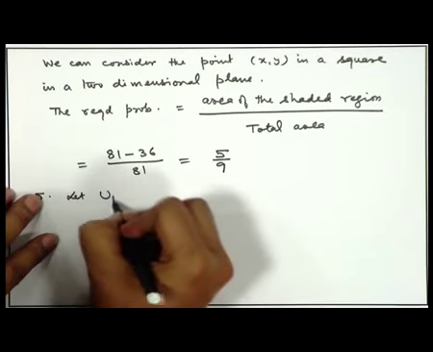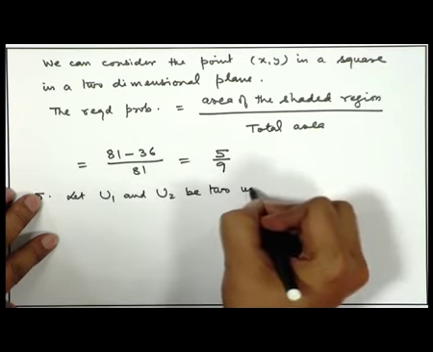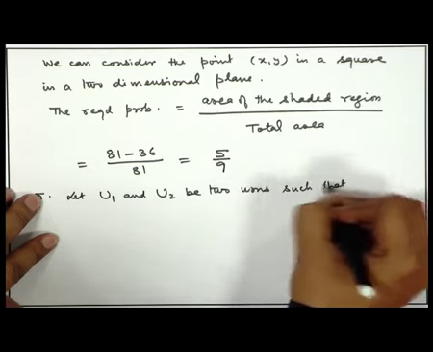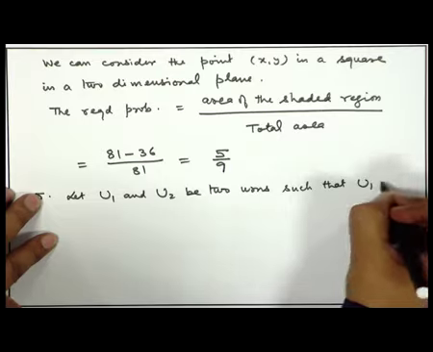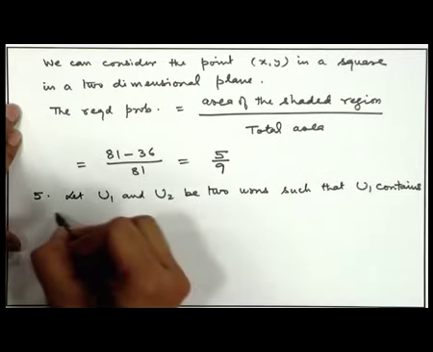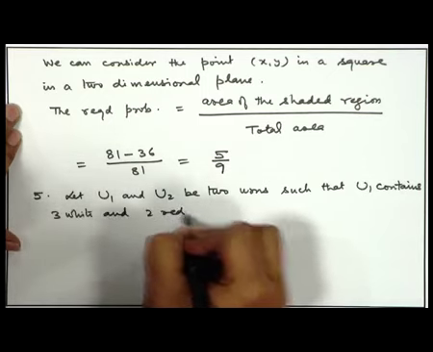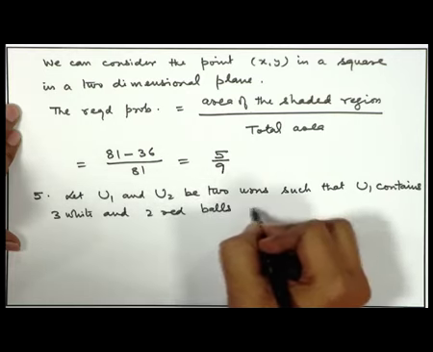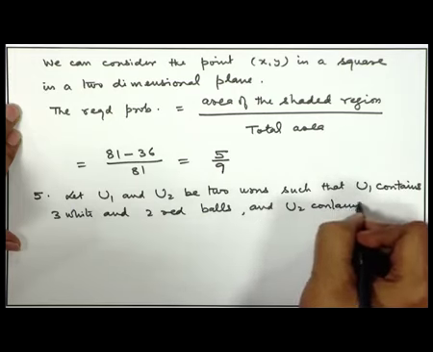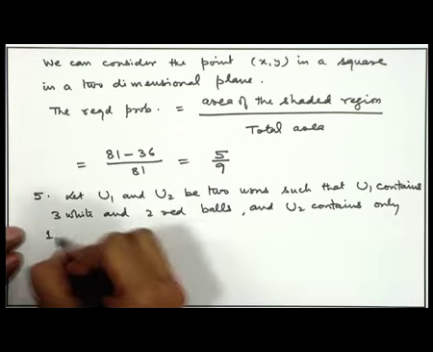Let U1 and U2 be 2 urns such that U1 contains 3 white and 2 red balls, and U2 contains only 1 white ball.